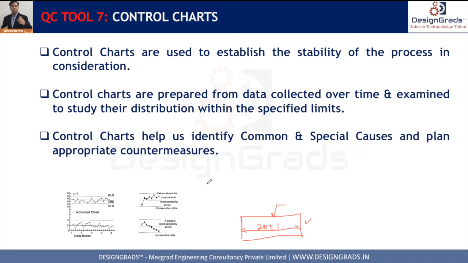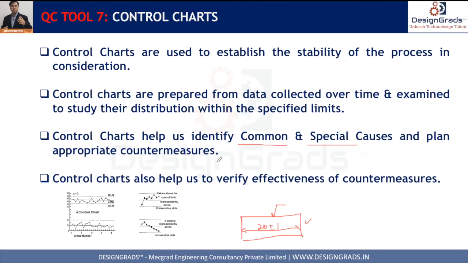Now control charts help us to identify common and special causes and plan appropriate countermeasures. What common causes are and what special causes are, we are going to study shortly. Control charts also help us to verify the effectiveness of the countermeasure. So for example, if we understand the process is not under control and we take a countermeasure, then we have to understand whether it is effective or not, and for that again we can do a control chart and check the stability of the process.